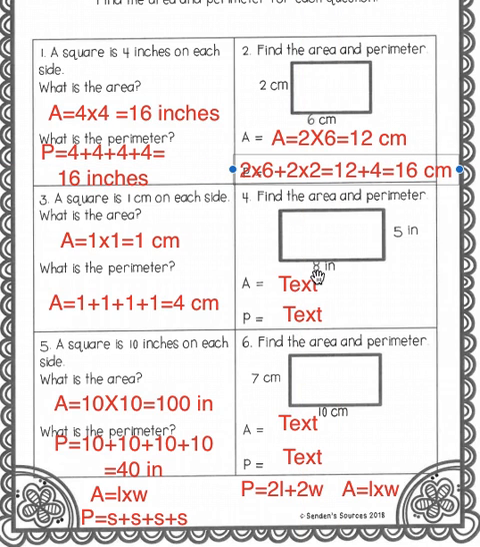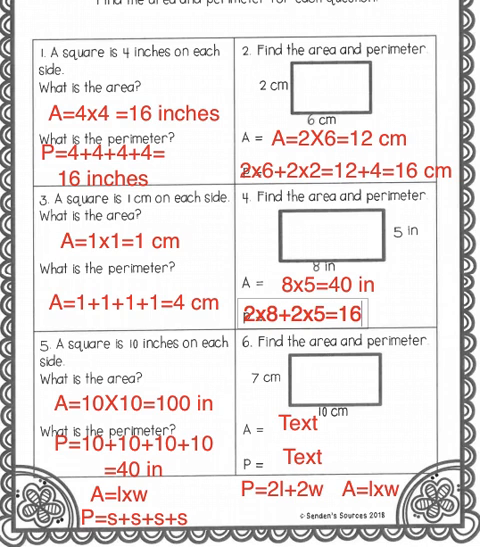All right, let's look at this one. We're going to do length times the width again. So we're going to do 8 times 5, which equals 40 inches. And here we have our perimeter, so we're going to do 2 times the length, so 2 times 8 plus 2 times 5. So 2 times 8 is 16, plus 2 times 5 is 10. So 16 plus 10 would equal 26 inches.